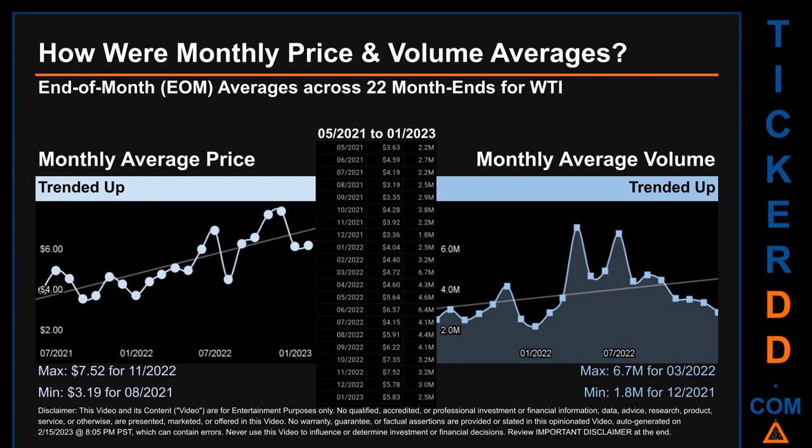How were price and volume averages for WTI? Across 448 trading days, there were a total of 22 month ends, of which monthly averages for daily price and volume were calculated. Overall, monthly price average trended up while monthly volume average trended up. The maximum end of month average price was $7.52 for 11/2020 while the minimum was $3.19 for 08/2021. Looking at volume, 03/2022 and 12/2021 respectively saw the highest and lowest monthly average volume at 6.7 million and 1.8 million.